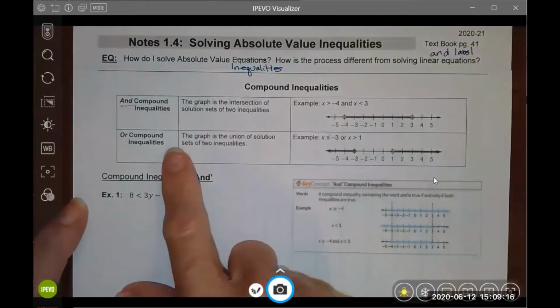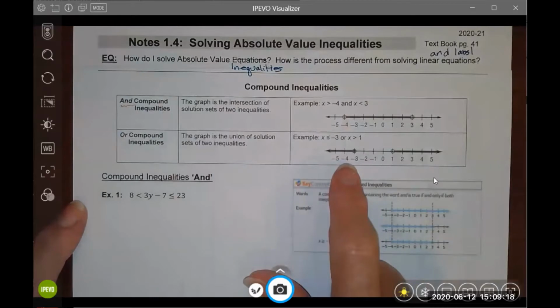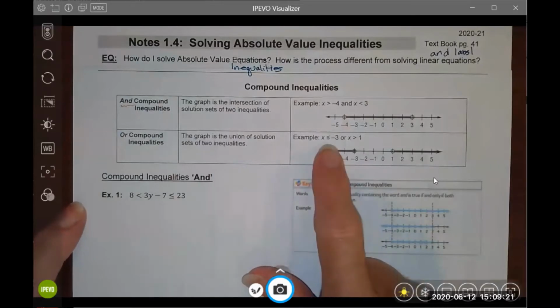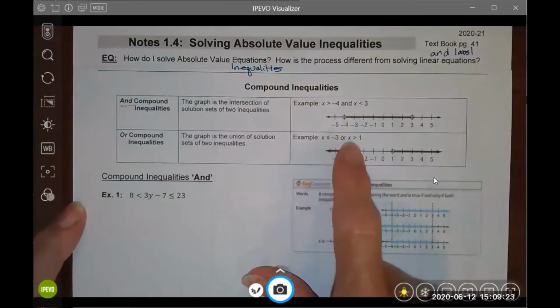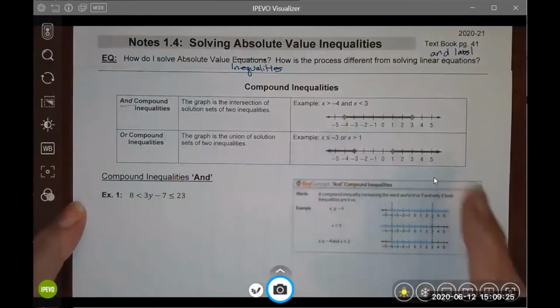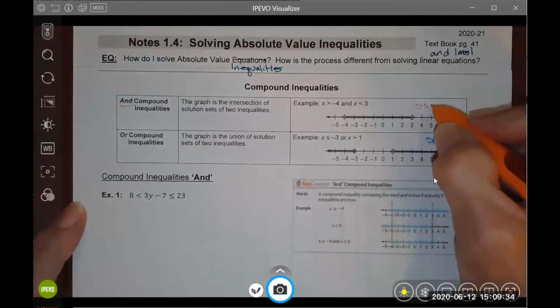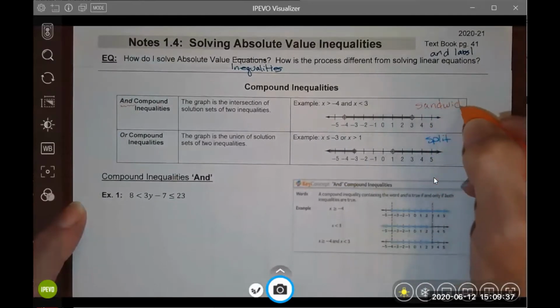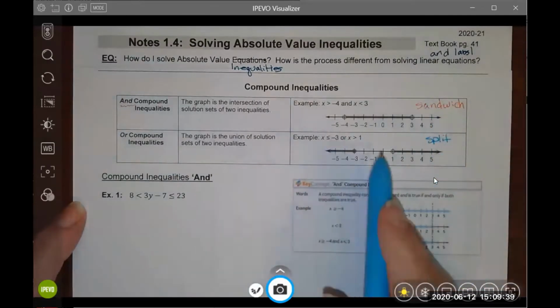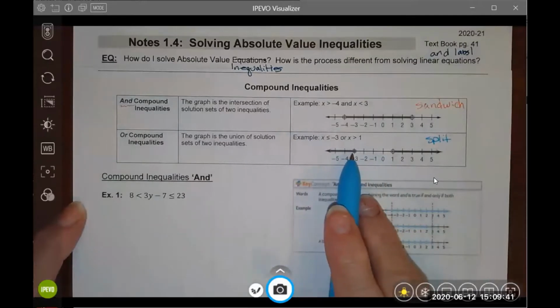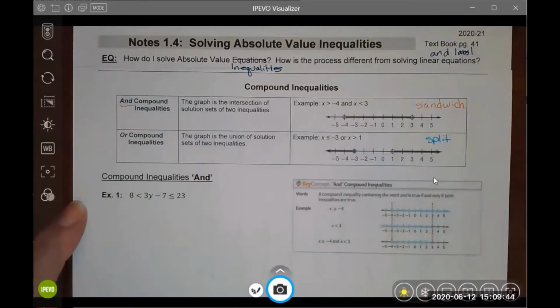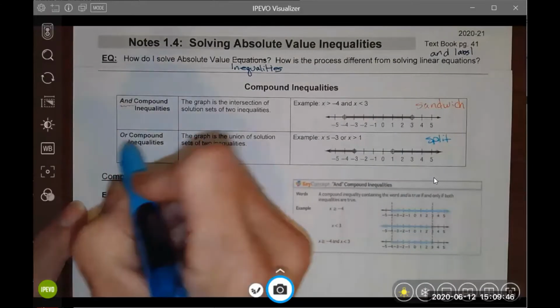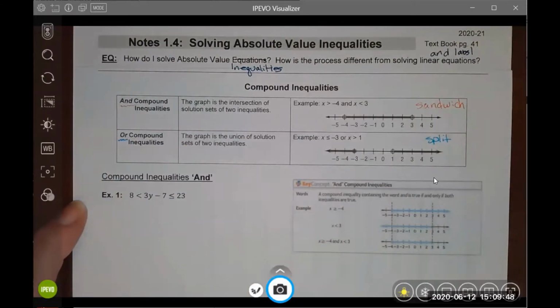An OR compound inequality would be something like x can be less than or equal to -3, or x could be greater than 1. In this particular case, this is a split. So sometimes I say that this is a split. And just to be consistent, this was my sandwich because my solutions were sandwiched between the two numbers. And in this case, the solutions are split between the two numbers. And this is created by an OR statement.